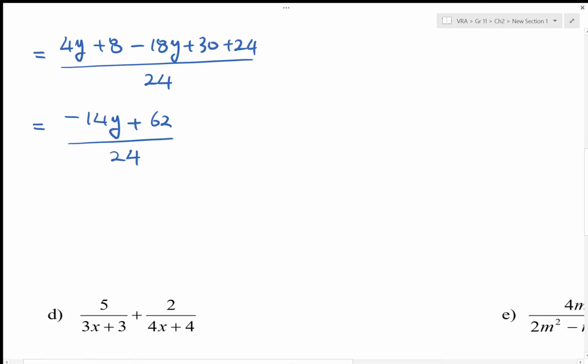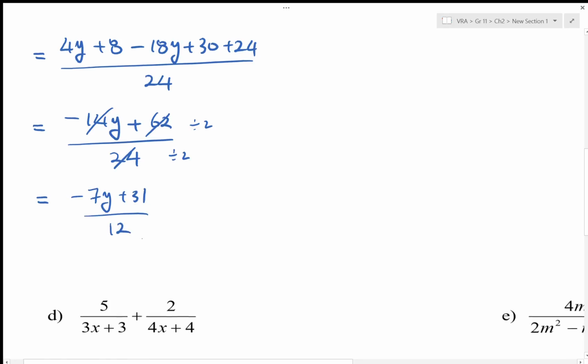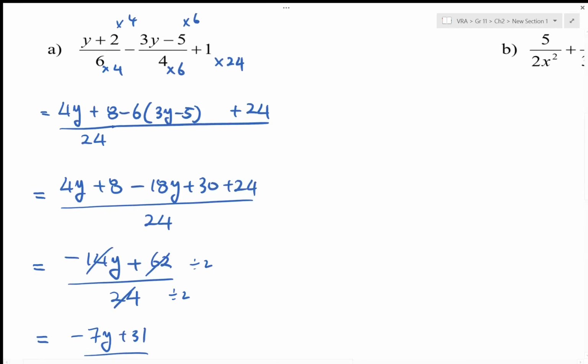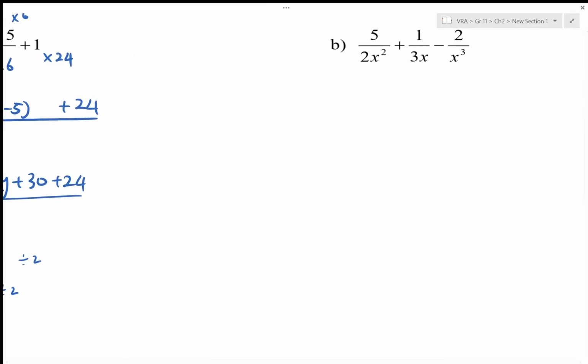Now all you have to do is a simplification. So these can all be divided by 2. So then I have negative 7y plus 31 over 12. So this is the answer, okay? Now let's take a look at the next one.